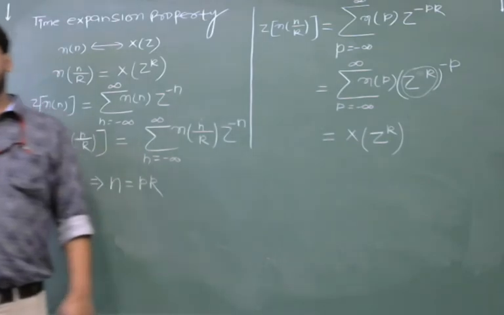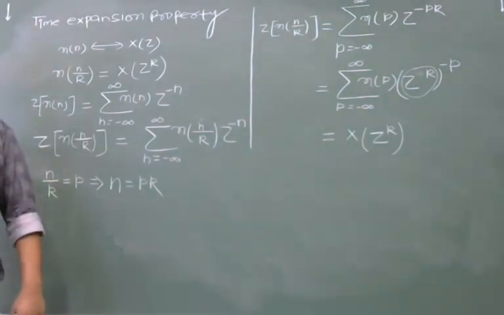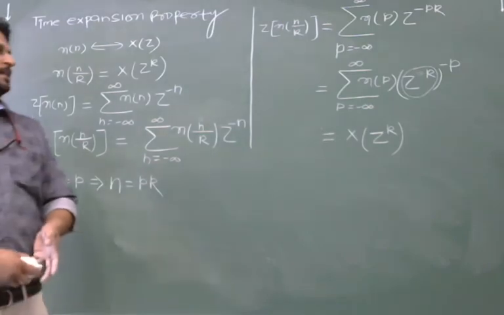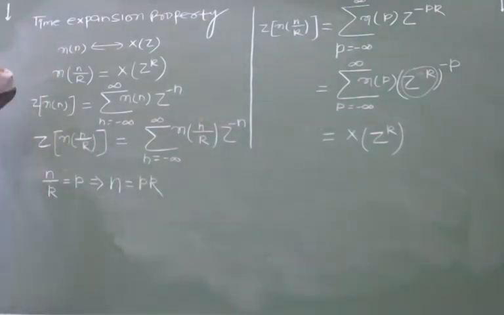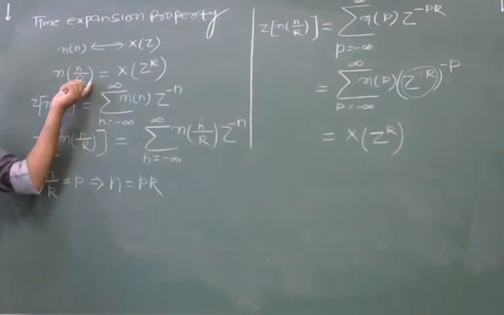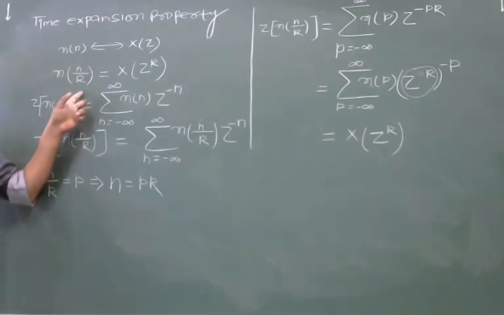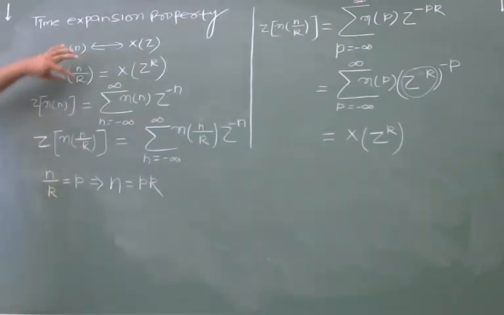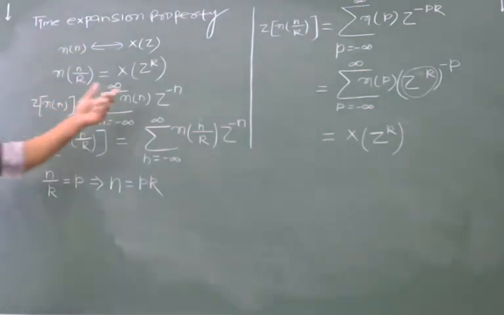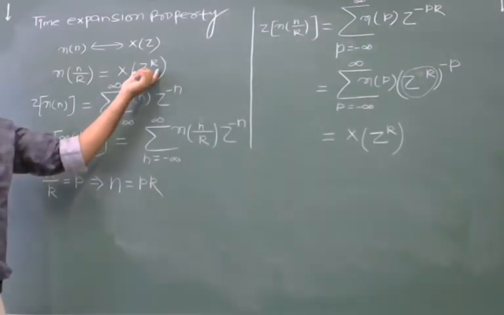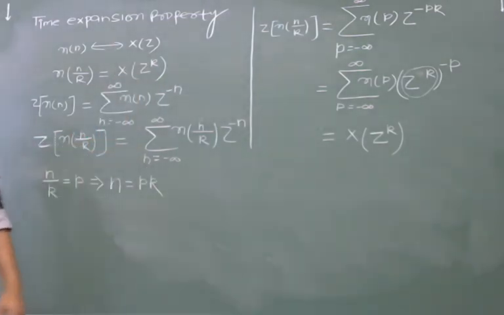This is the time expansion property of the Z transform, which states that if we are dividing the sequence with an integer k, k obviously is an integer here, because if it is not an integer, the value of n by k will become 0. So if k is an integer and we are dividing the sequence n by k, then we have to put k in the power of z in the z domain. This is the time expansion property of the z transform.